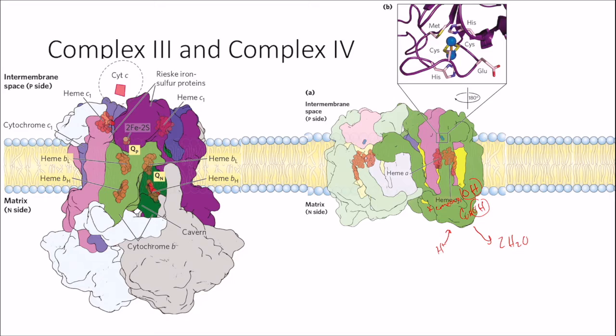Now the movement of these electrons through complex 4 will cause a total of 4 protons to be pumped across the 4th complex. And to conclude, we will have a total of 10 protons pumped across all the complexes, forming the proton gradient across the inner membrane.